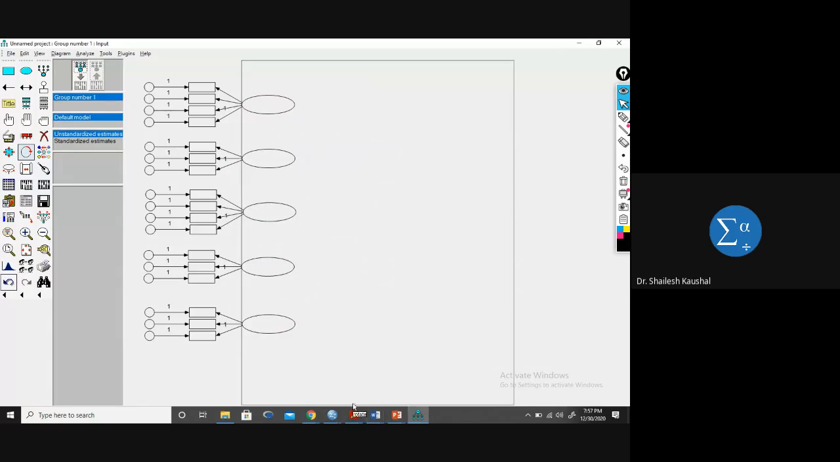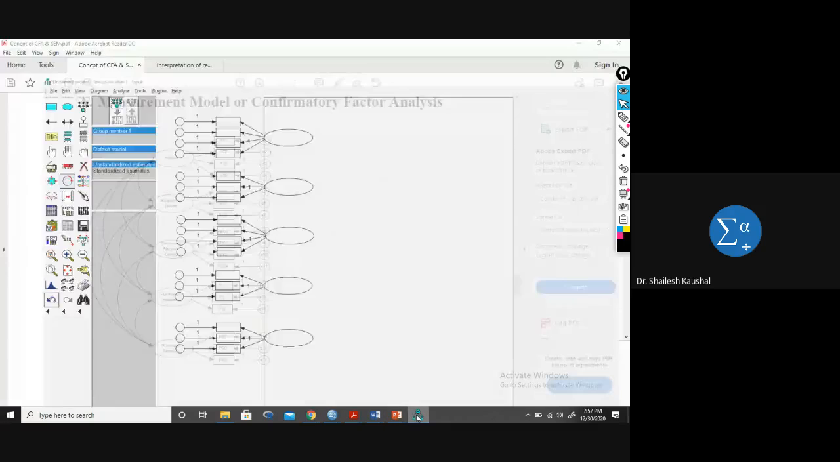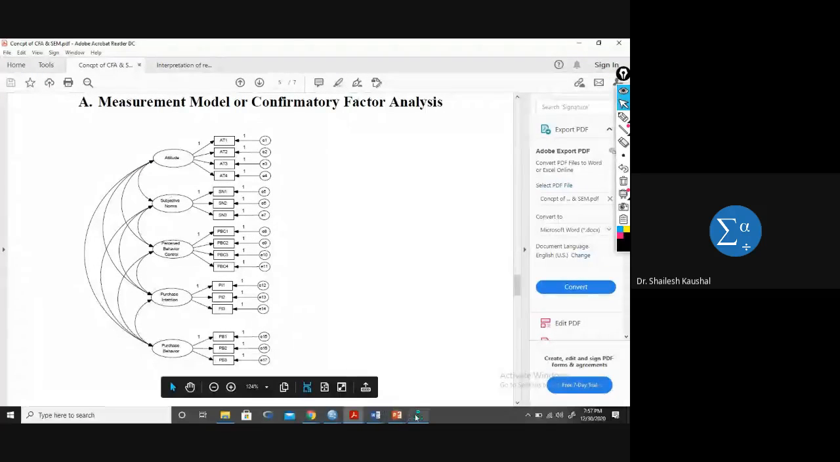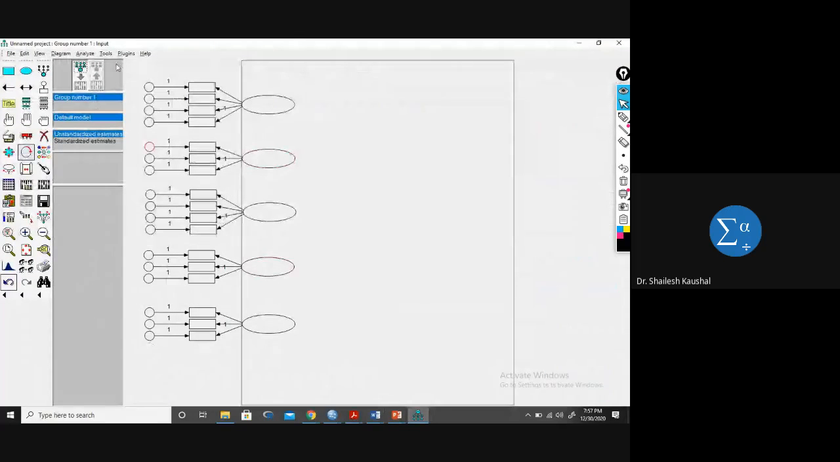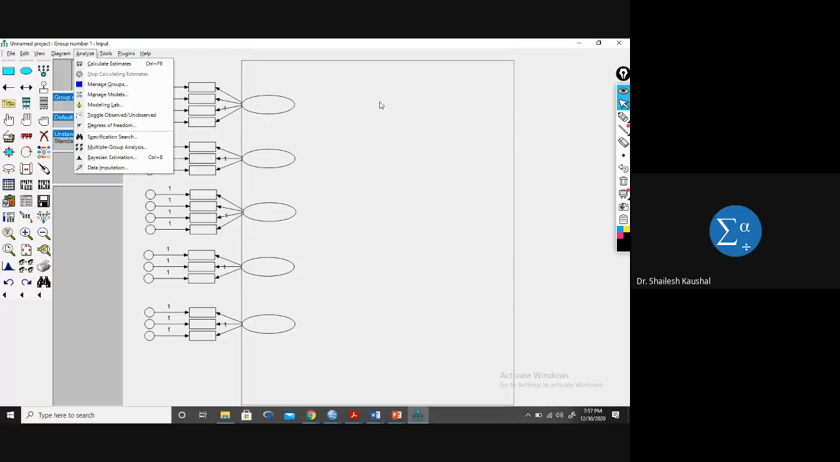And then I need to draw covariance. This is the covariance matrix. So there are 2 ways. One is this double-headed arrow, so manually I can draw it, or another way is by using the command of plugins. Okay, but first of all we will check.